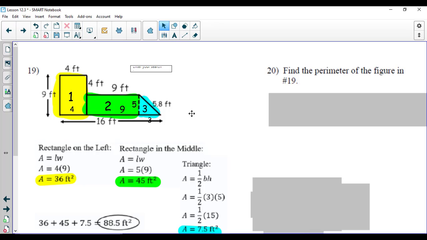Now we're talking about the perimeter of the figure. That's what it asks us to do in question number 20. That's the distance around the outside. We should not split this into separate regions because all we're trying to do, and I'm going to go ahead and highlight this in purple, is find the total distance around the outside of this shape. So I'm going to add all of these dimensions up that I'm highlighting in purple, and this is where we need the 5.8.